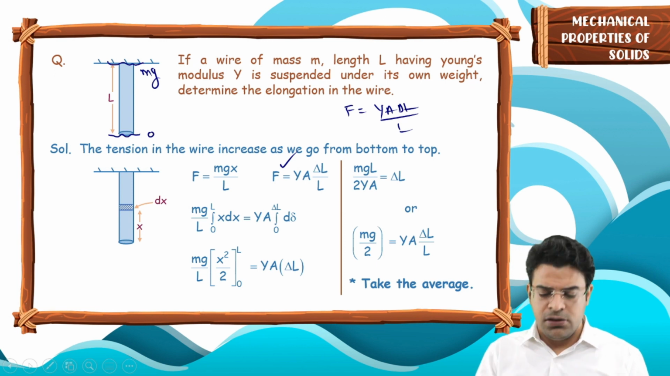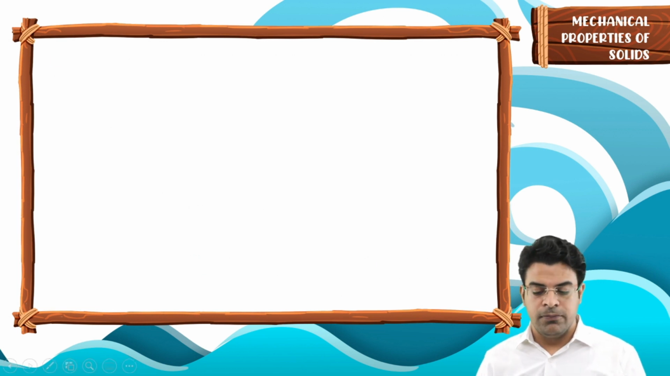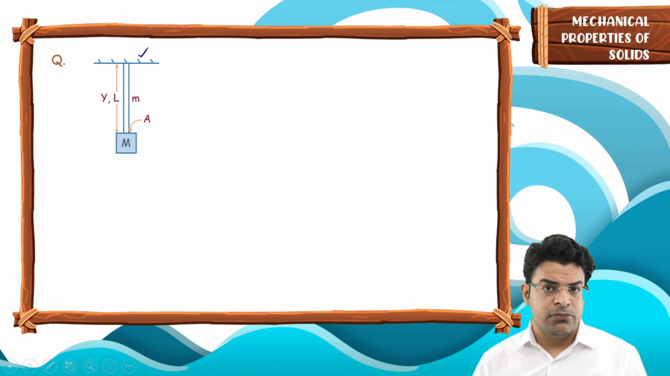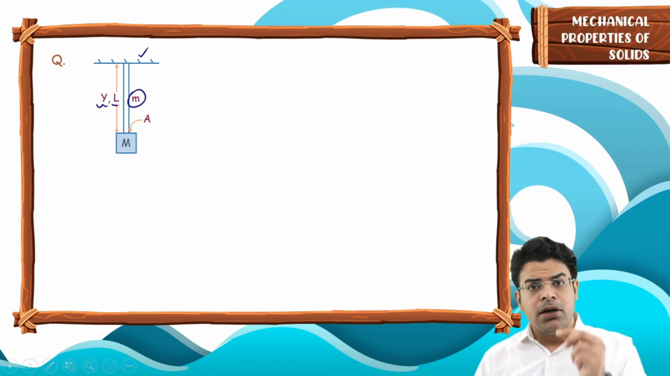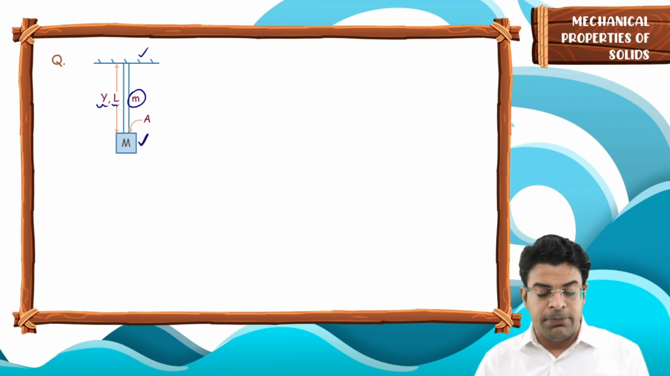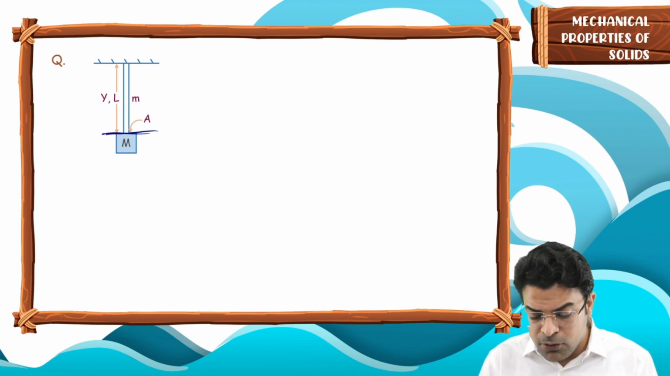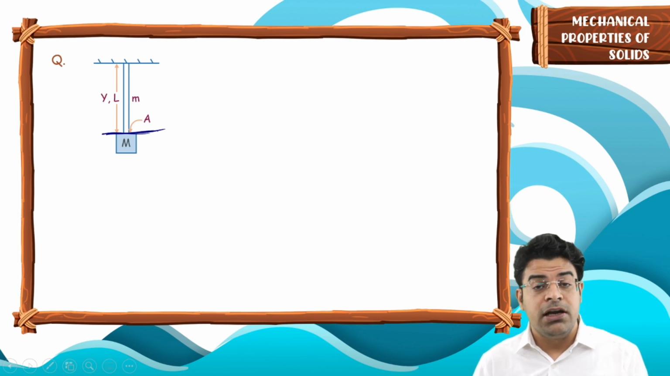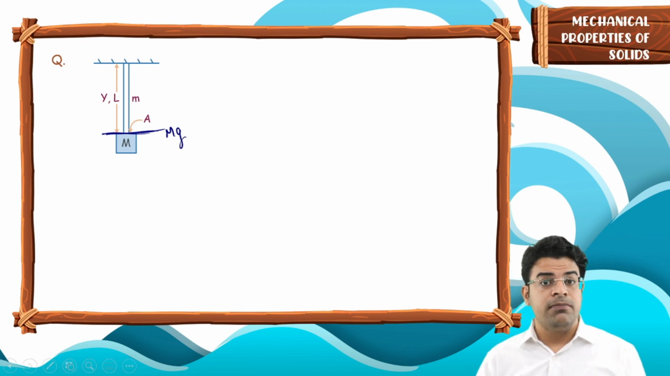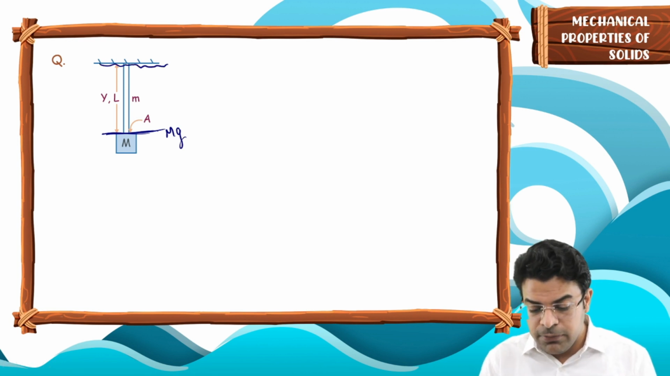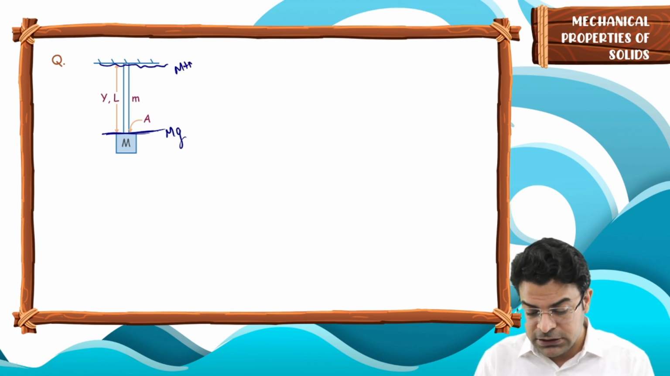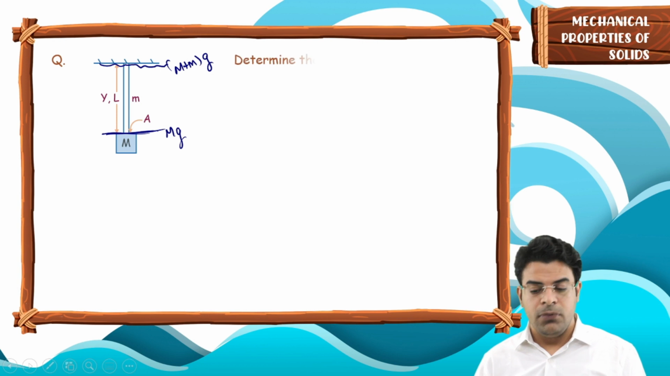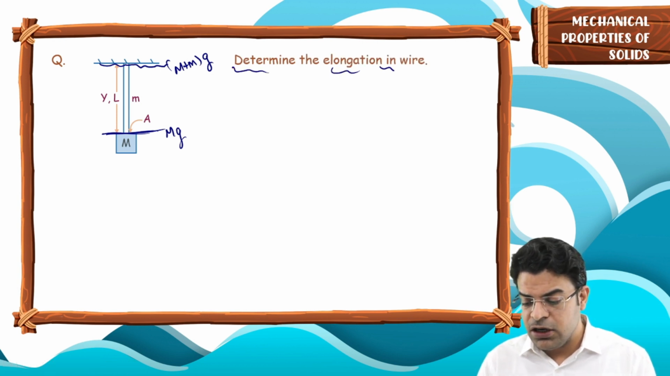So let's practice more questions on how to utilize this particular method. Let's say we have this wire. The wire has a mass m, Young's modulus Y, length L. And at the bottom of this wire, we have suspended a mass capital M. Now, at the bottom of the wire, you can't take tension as 0. It will be due to the weight suspended below it. So at the bottom now, the tension will be Mg. At the top, the tension will be due to the entire weight suspended below it, which is M plus m into g.